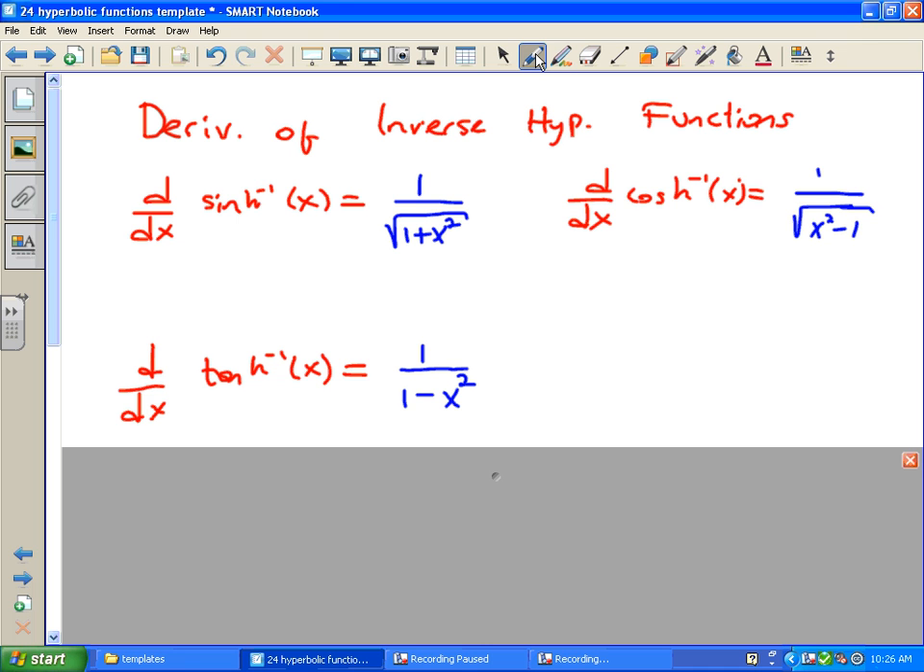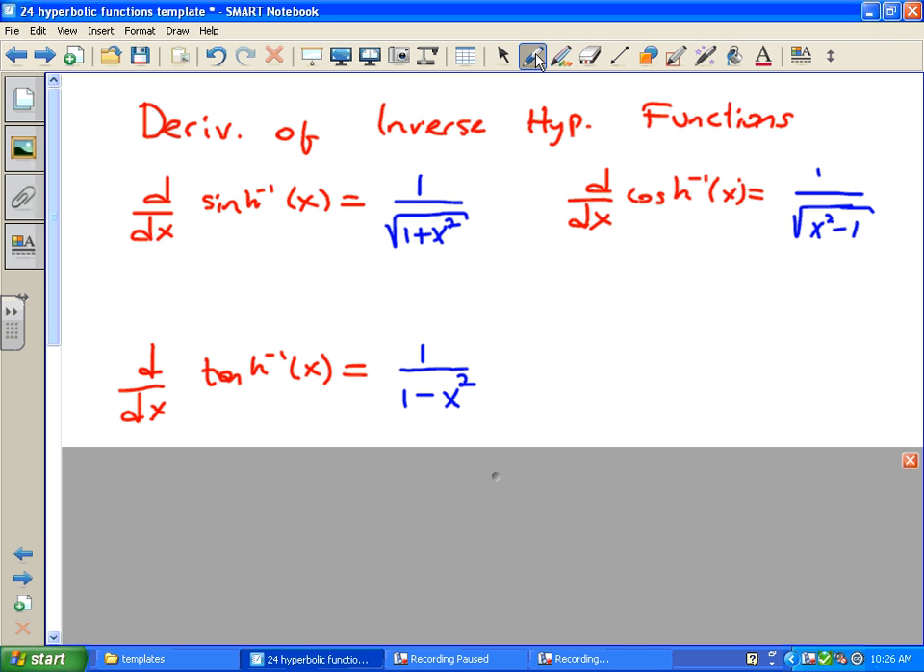The end of the tunnel is, if these are the derivatives of hyperbolic inverse functions, now think about integrating the right-hand sides. Like say you want to find the integral of 1 over the square root of 1 plus x squared. Guess what it's going to be? It's going to be hyperbolic inverse sine function, right?